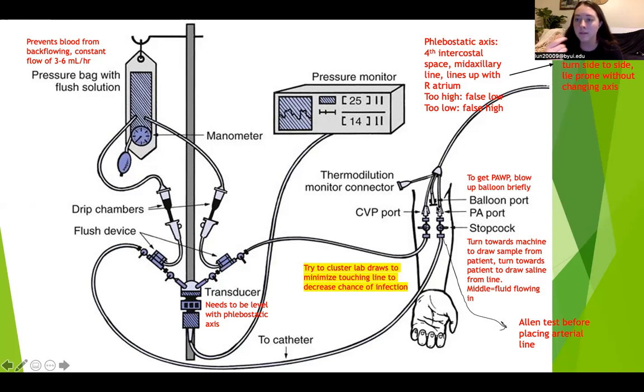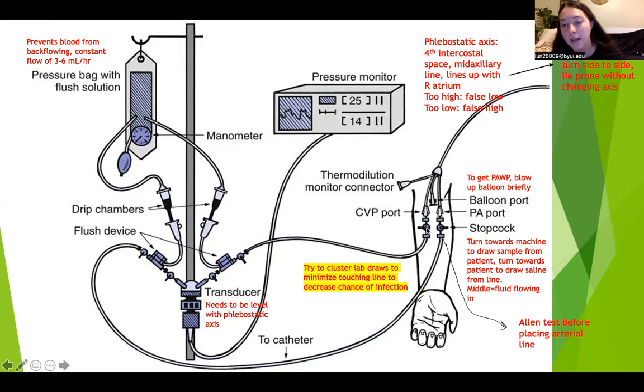And so it's just a set amount of air to blow up the balloon, float the catheter into the left atrium measuring spot, and then take it out once you get your reading on the monitor. Okay. And then the pulmonary artery port is right here. Depending on where you need your sample from, you would be drawing from either one of those.